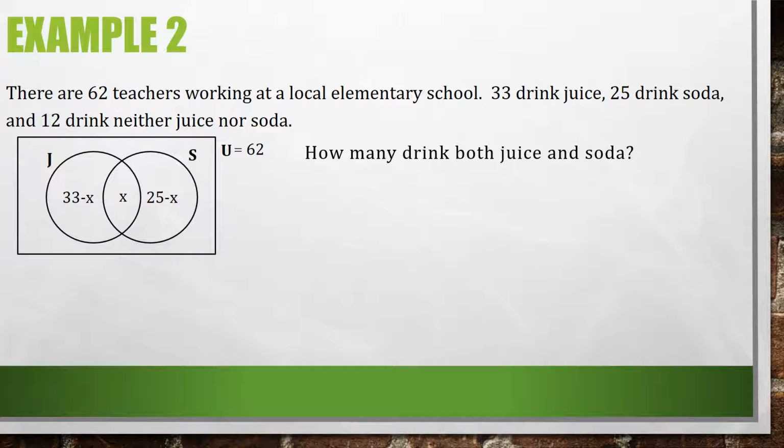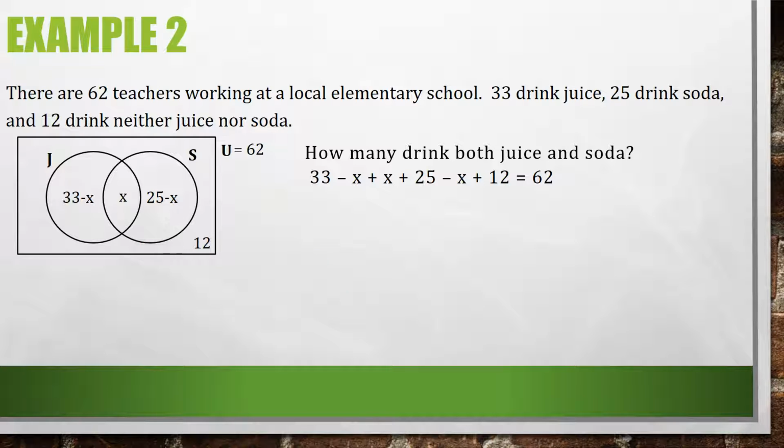So we have to fill in our remaining values by subtracting x from 33. We get the teachers that like just juice. And then if we subtract x from 25, we get the teachers that like just soda. Teachers that drink neither juice nor soda are 12. So remember, all the numbers in your Venn diagram have to add up to your sample space.